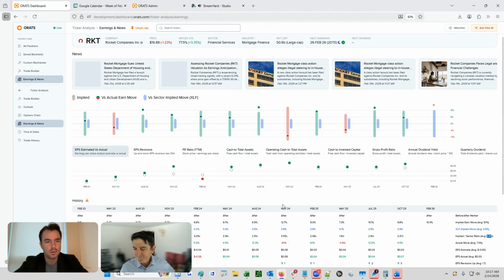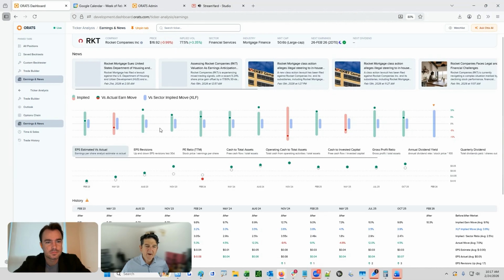All right, cool. Is there any particular option strategy you would use when it's higher versus when it's lower? Would you tend to sell straddles or buy straddles, and how would you do that? Yeah, I mean, you obviously have to be careful. Like in Rocket, it looks like it's pretty high, and the next earnings is in February.